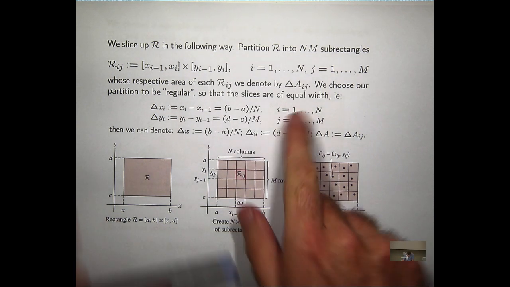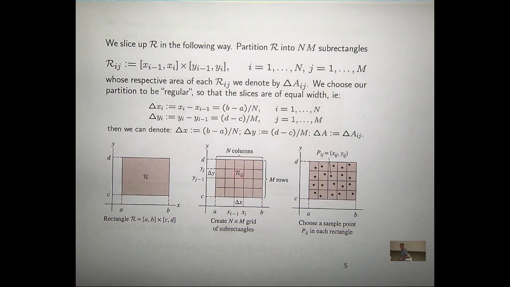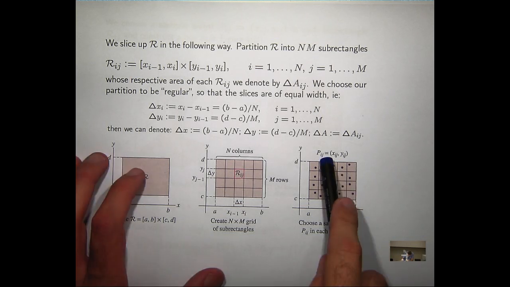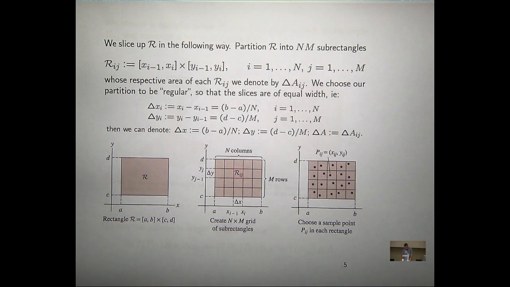Okay, so there's a lot of notation here. Don't worry too much about it. Just listen to what I'm saying. Slice up the rectangle so you have equal widths. You don't have to do that. And equal heights, delta x and delta y respectively. And then choose a sample point in each of the rectangles.